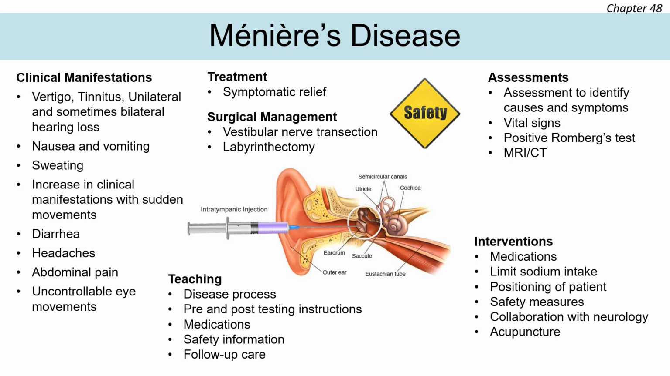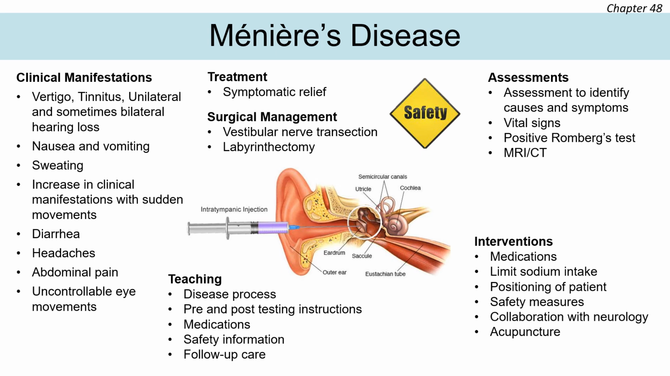Uncontrollable eye movements, abdominal pain. And these episodes come on without warning. They just happen at any time, and they can last for hours. Some patients have them once a month, some have them once a year, some have them weekly. There's no pattern to them. So this can be debilitating.